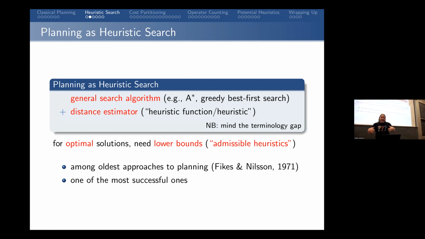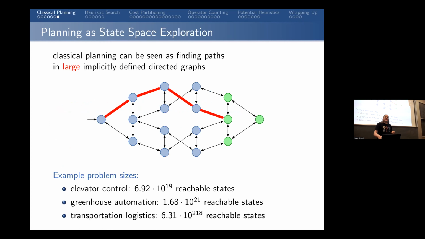And what is a distance estimator, or what in the planning community or heuristic search community is known as a heuristic function or heuristic. And I added a little nota bene there, mind the terminology gap. Heuristic is a word that is used with many different, sometimes fuzzy meanings in different parts of computer science. When people talk about heuristic in this context, they mean something very specific, namely a distance estimator. That is a function that takes the state of the problem, so one of these nodes, and spits out a number that estimates how far away we are from the goal.